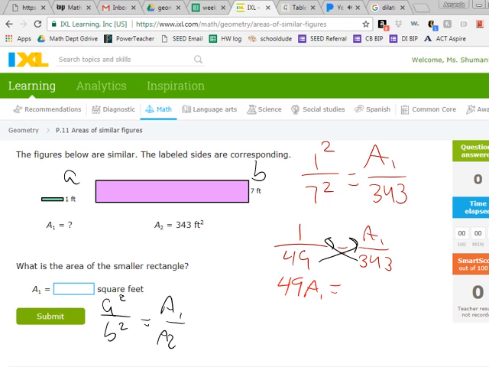So we're going to get 49A1 equals 343. If I divide both sides by 49, 343 divided by 49 is going to give me 7. So the area A1 is 7. And that's how I'm going to do that.